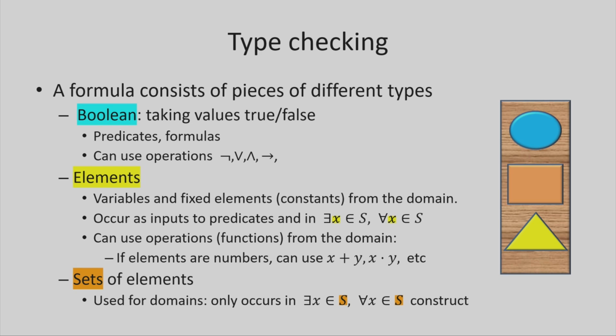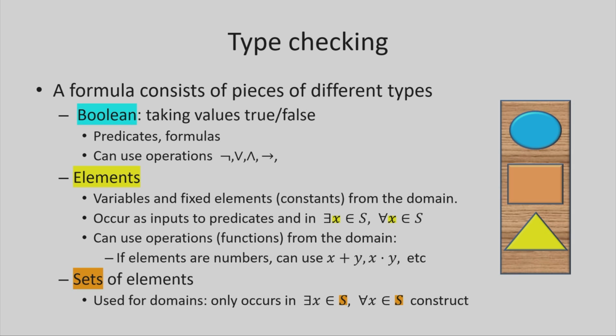So here are the types that you will see in predicate logic formulas. The three main ones are the Boolean type. This is what you're familiar with. These are things that take value true or false. So predicates are Boolean, formulas are Boolean, and whenever you have two things that are Boolean, you can combine them using and, or, not, and implication in order to get another thing which will also be of type Boolean.